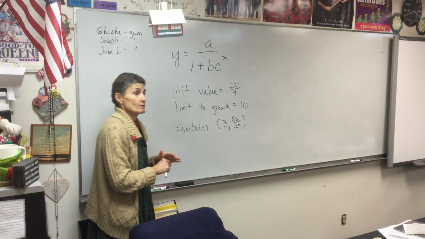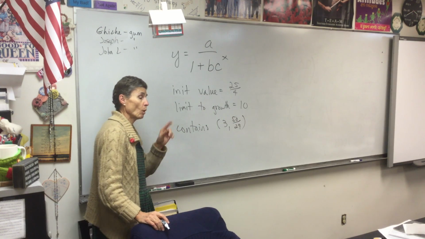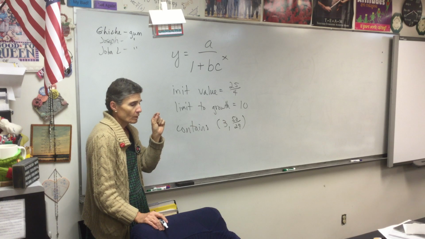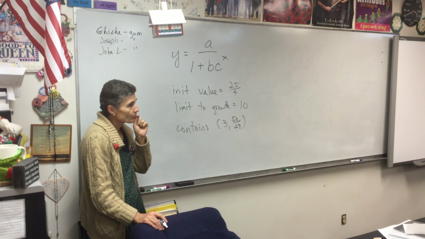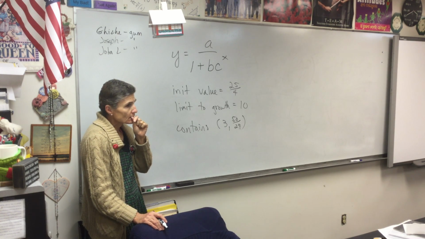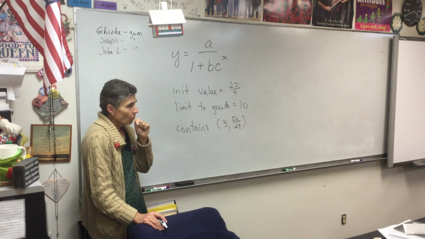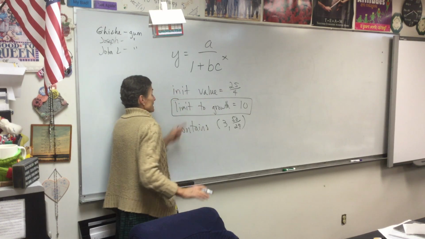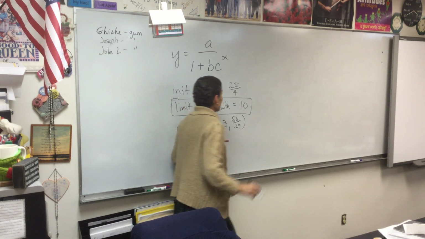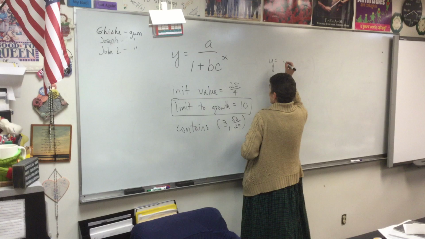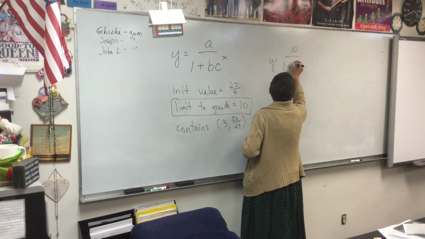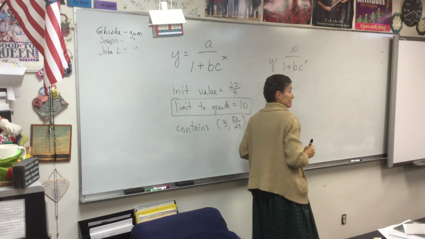All right. So it's been a long time since we did it. We only did one. You may not remember. Look at your notes. Can you tell what was the first thing we did? What about that limit to growth? That's the A value. So that's where we started. We said that our limit to growth is 10. So our equation is going to look like this.